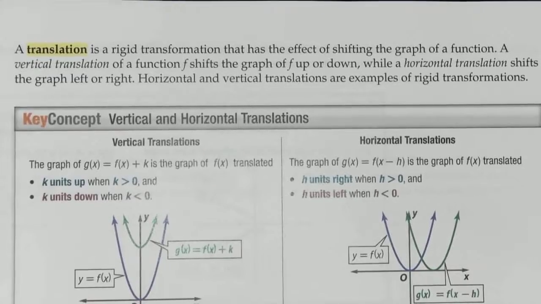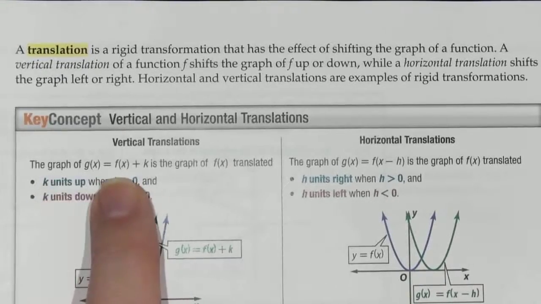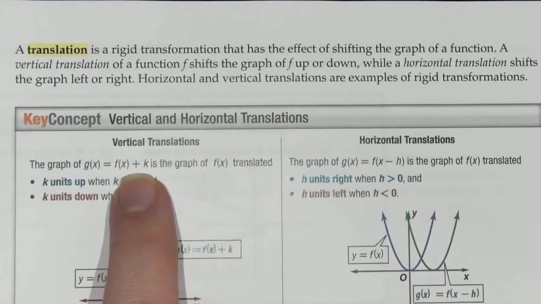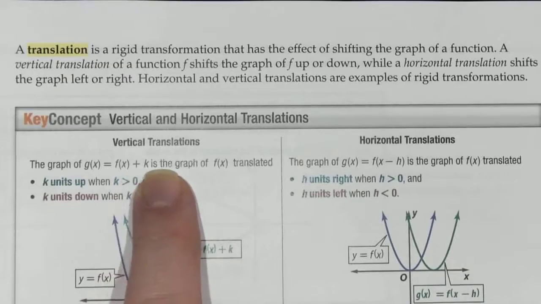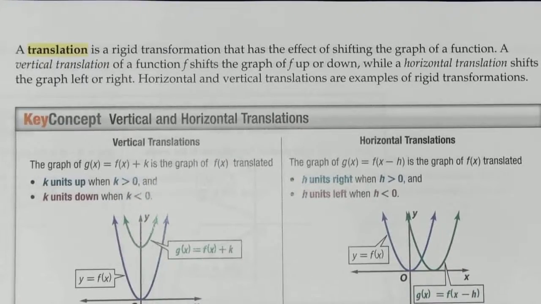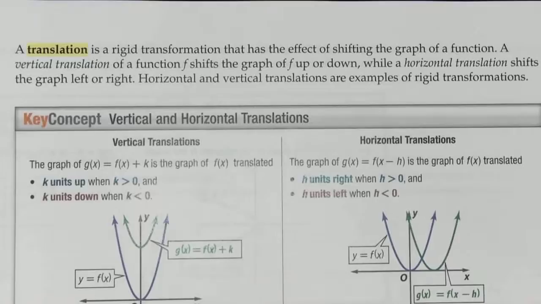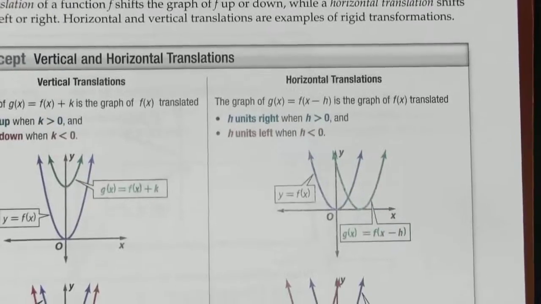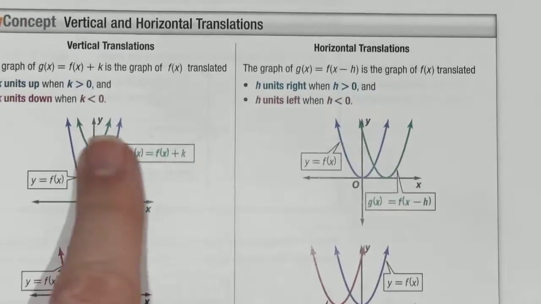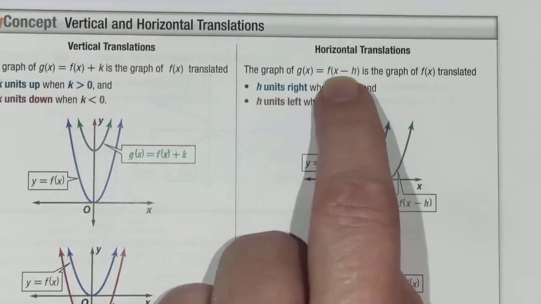Okay? Now, let's look at this. If you have a function and you're adding k, adding some number, I don't care if you're adding a negative or a positive, remember that you translate the graph up or down the way you would think it would go. So if you're adding k, you go up. If you're subtracting k, you go down. Okay, you do remember this. Good.